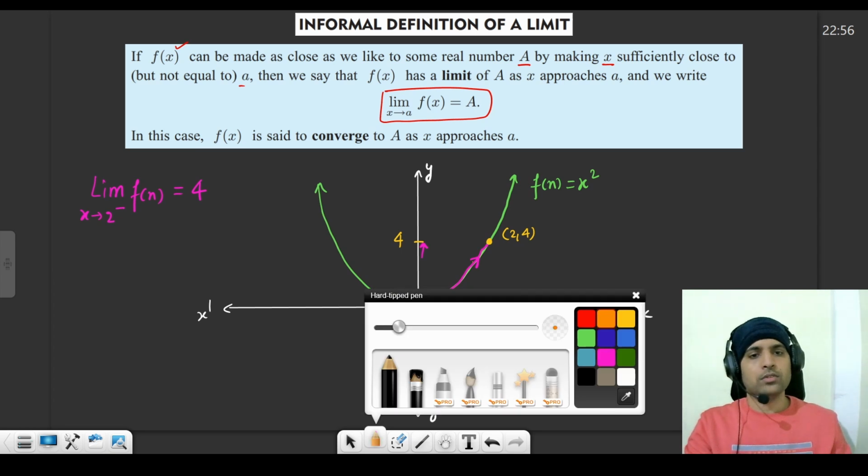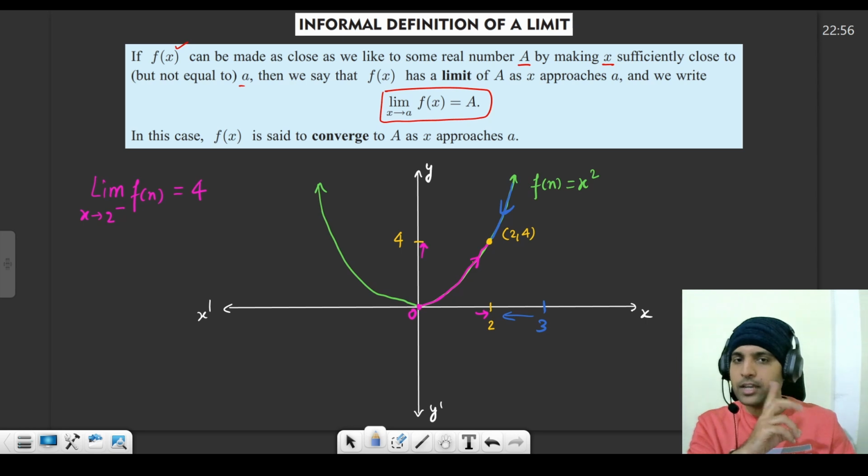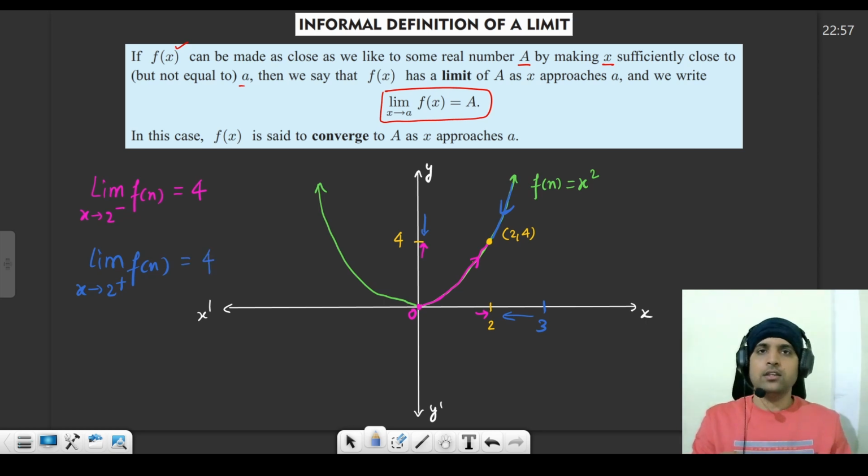In the same way, if you want to go from the right hand side, you will be going like this, from 3 to 2. You will move like this on the graph, in this direction, and where are you reaching? Again at 4. So this will be limit of f of x from the right hand side, which is equal to 4. So from left also you are reaching the same point, and from the right also you are reaching the same point on the graph of f of x. So this value, which is 4, is the limit of the function at that particular point, and you will write it like this: limit of f of x as x approaches 2 is equal to 4.